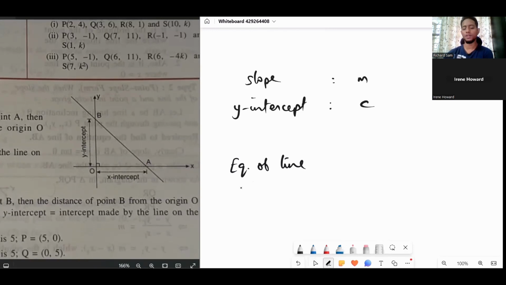Okay. So now the first form to form the equation of a line is using the M and the C. If you have the M, that is, if you have the slope and you have the y-intercept, you can make the equation of a line. So the form here is y is equal to mx plus c. If you have M and C, you put the values of M and C in this equation and you get the equation of a line. This is one easy way to find the equation of a line.